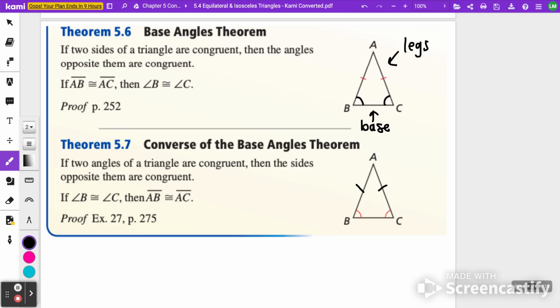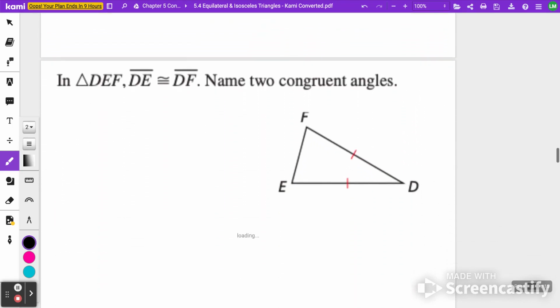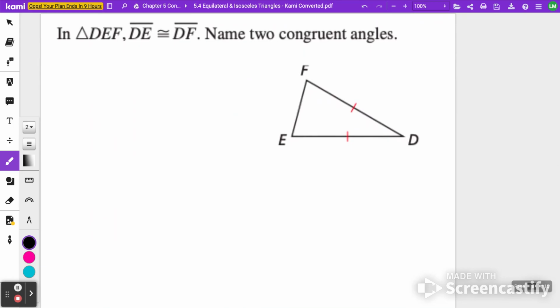Okay, in triangle DEF, DE is congruent to DF. Name two congruent angles. According to the base angles theorem, I know that angle F is right across from DE, and I know angle E is across from DF, so angle F is congruent to angle E. Okay?